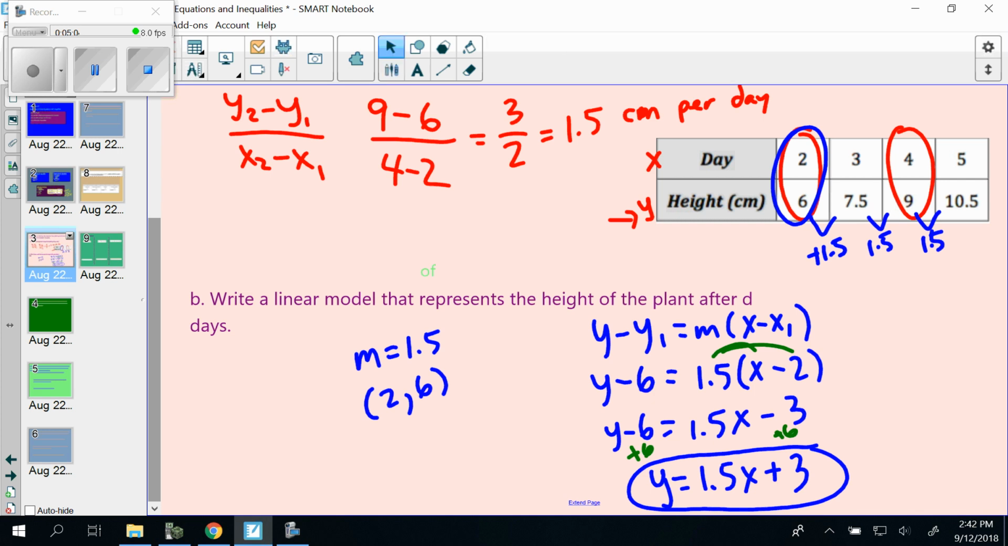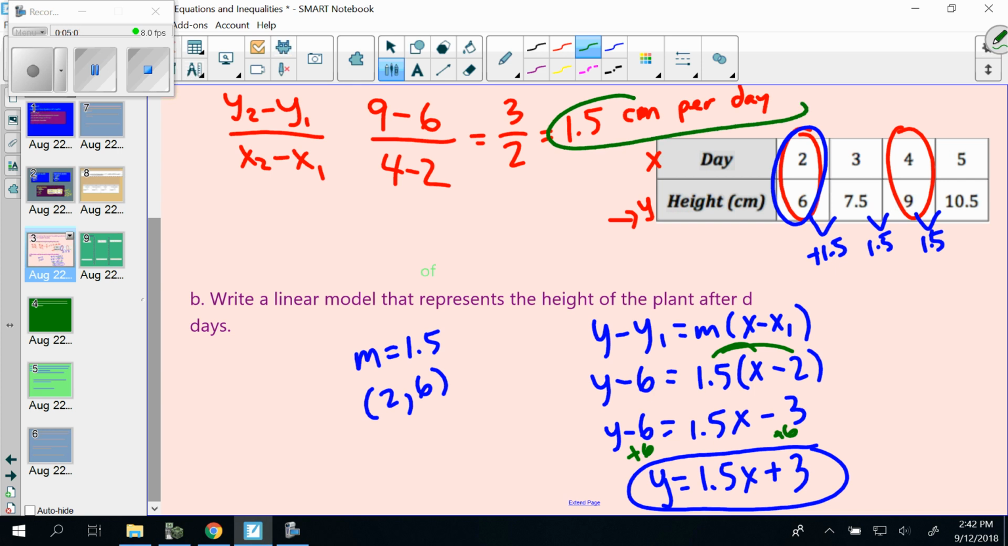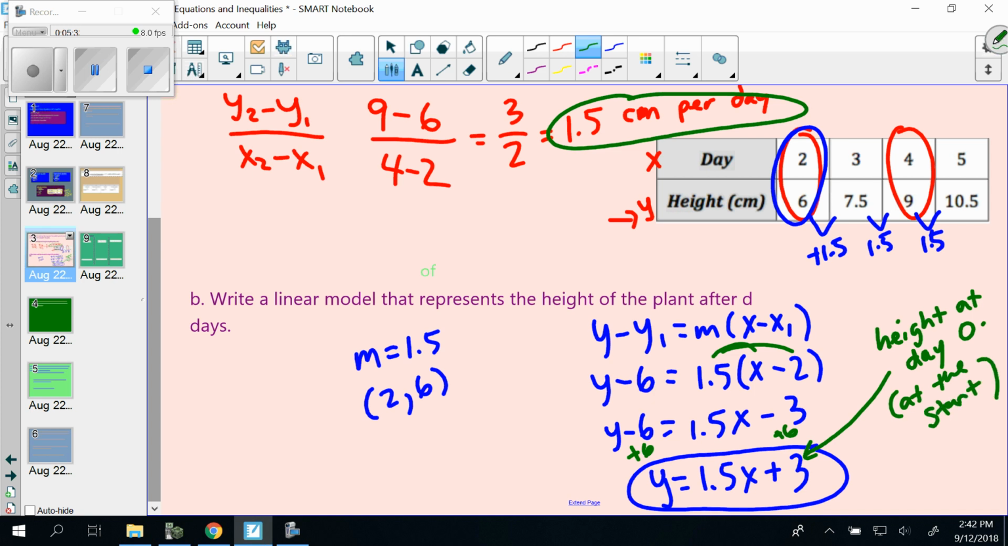Again, what does our 1.5 mean? It means it's growing 1.5 centimeters a day or per day. What does our 3 mean? The 3 there, that's our y-intercept. And y-intercept, what it tells you is what is, in this case, the height at day 0, or basically what our height was at the start. Okay, so the height originally was 3 centimeters, and it keeps increasing 1.5 each day. And if we keep doing that, we get these values in the table up here.